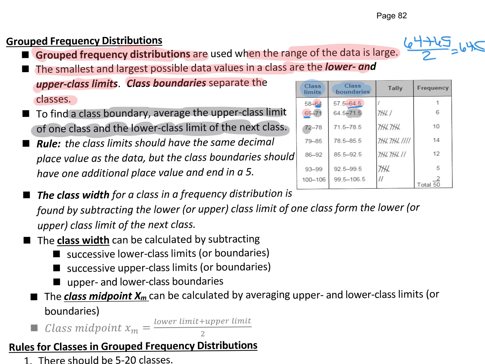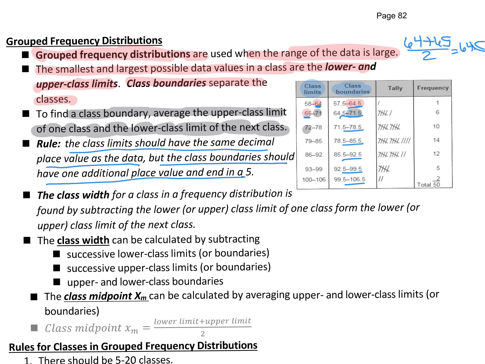All right. The rule is the class limits should have the same decimal place value as the data, but the class boundaries should have one additional place value and end in a 5. So you'll notice that for the class limits, we should have the same decimal place value as the data, but the class boundaries should have one additional place and end in 5. So you can see all of these are ending in 5. All right, and that's because we take the average and divide by 2, we end up with 0.5.